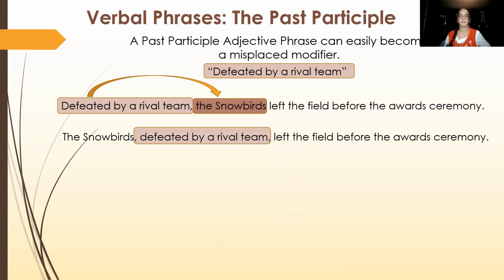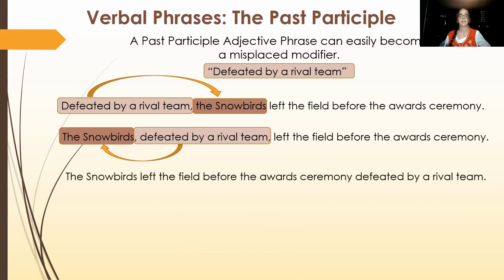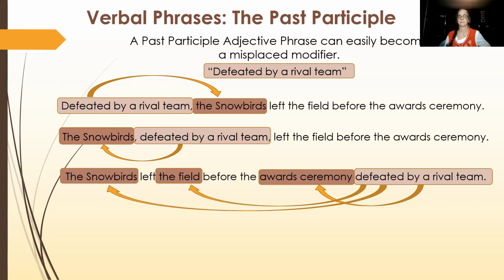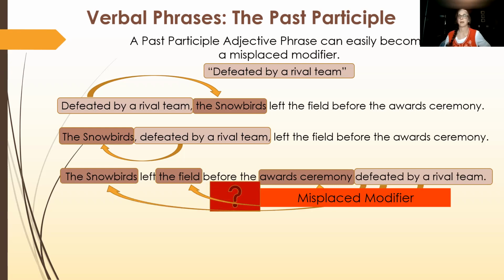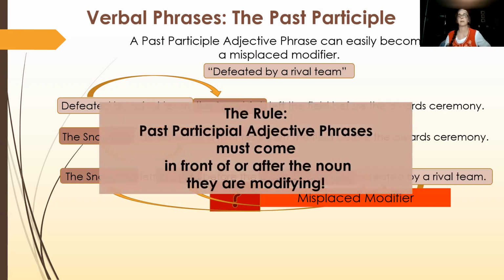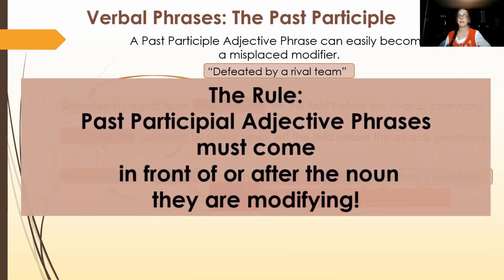The Snowbirds, defeated by their rival team, left the field before the award ceremony. Now let's look at this one. The Snowbirds left the field before the award ceremony, defeated by a rival team. Award ceremony, the field, the Snowbirds. Misplaced modifier. Why? Because just like with the present participle, the rule is past participle adjective phrases must come in front of or after the noun they are modifying.